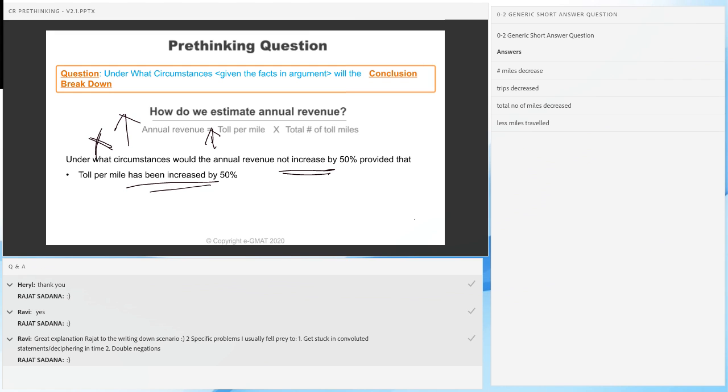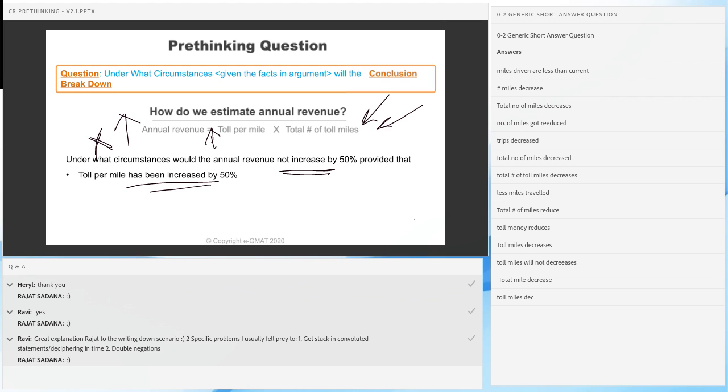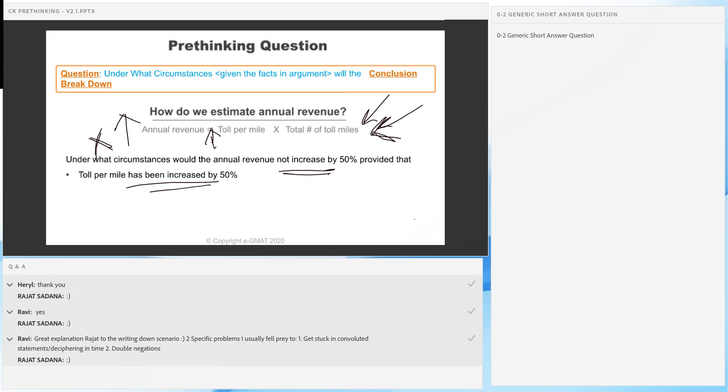Where do you see trips here? If the miles decrease, the total number of miles decrease. Do you see trips in this equation at all? Do you see trips here? No. If the total distance traveled decreases, yes.